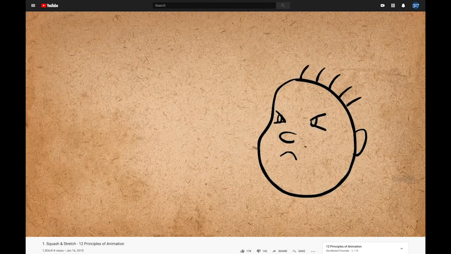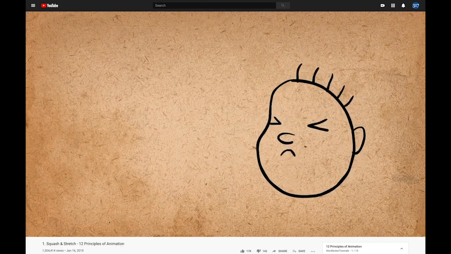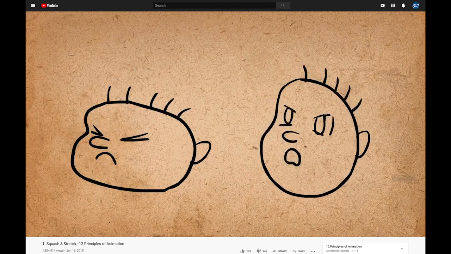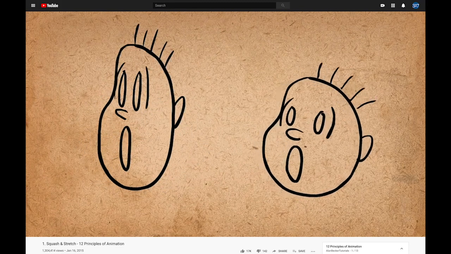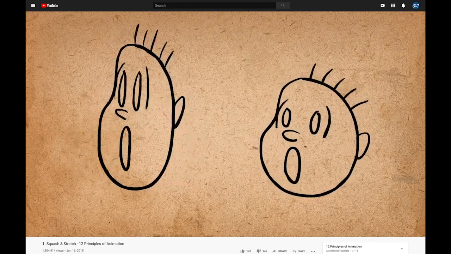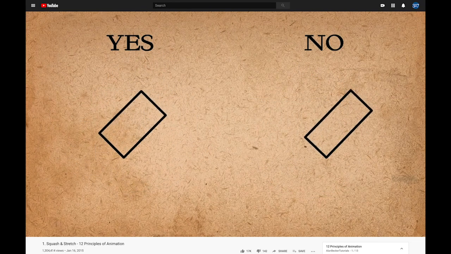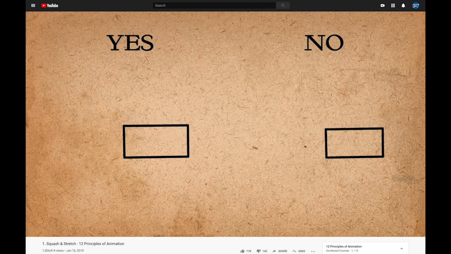You can also use squash and stretch to exaggerate facial expressions. Let's add some squash and stretch to this face. When his eyes are closed, his face is squashed, and when he opens his eyes in disbelief, his face stretches up and settles back to normal. It's very important to keep the volume of the object consistent. This is what a lot of people mess up with when they're first trying to do squash and stretch.